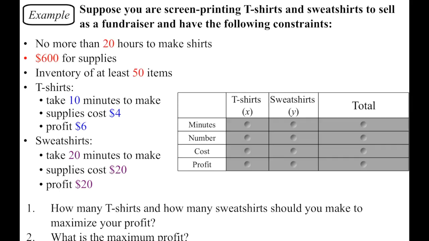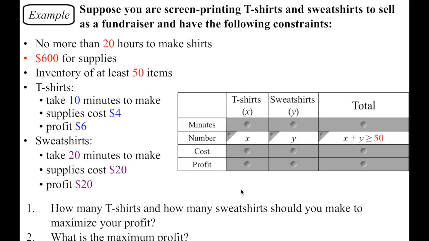So I went ahead and set up a table. This is a good idea for you. And I let x be the number of t-shirts and y be the number of sweatshirts. So x is t-shirts, y is sweatshirts. Now in red here, it says we want to have at least 50 items. So if we add those 2 together, we want to have x + y greater than or equal to 50 items. So there's a constraint that we can graph.